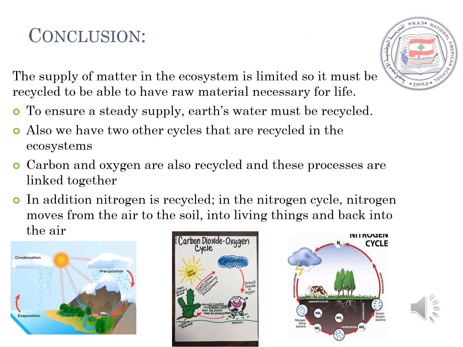As a conclusion, the supply of matter in the ecosystem is limited, so it must be recycled to have the raw material necessary for life. To ensure a steady supply, Earth's water must be recycled. Also, we have two other cycles that are recycled in the ecosystem. Carbon and oxygen also are recycled, and these processes are linked together. In addition, nitrogen is recycled. In the nitrogen cycle, nitrogen moves from the air to the soil, into living things, and then back to the air.